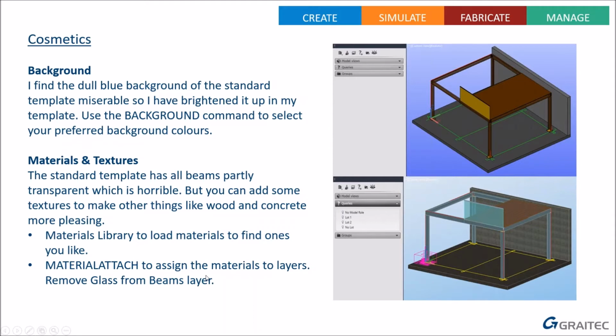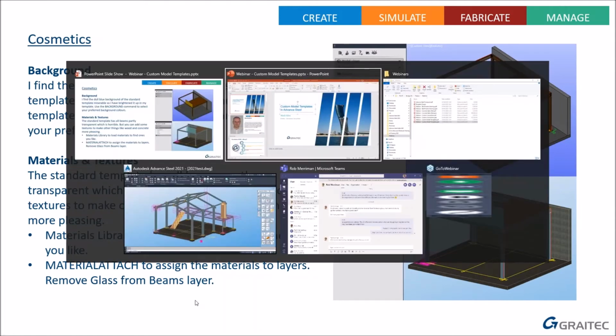So you can assign the concrete walls layer this material, concrete slabs layer the aggregate material, timber layer polished cherry or something, and you can have whatever you want for those different layers. And also remove the glass material from the standard beams layer, because that's what makes everything transparent when you don't really want it to be. So by setting those up, you can do a lot of good. Let's see if I can quickly show you that.